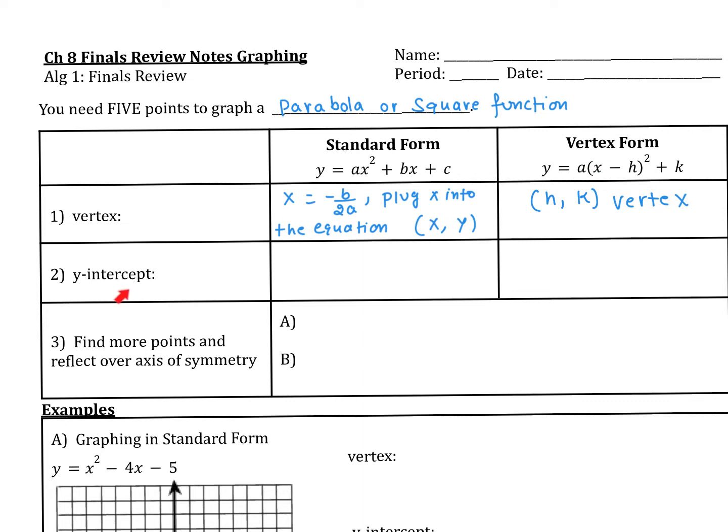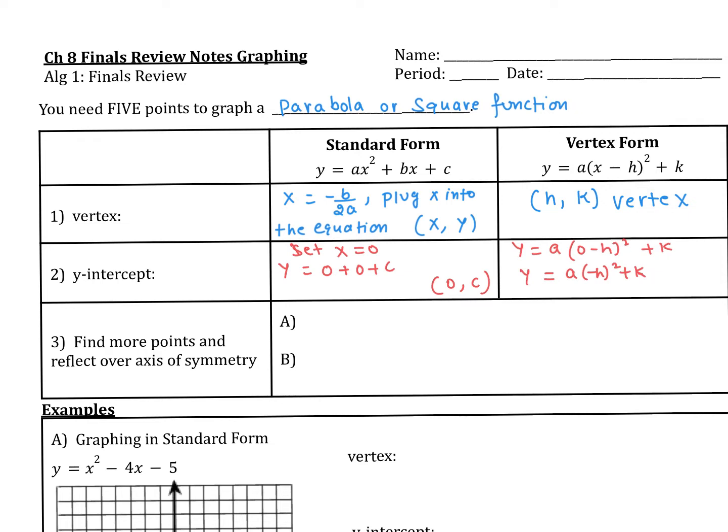For number 2, you find the y-intercept. If you want to find the y-intercept, you set x equals 0. If you set x equals 0, you have 0 plus 0 plus c. So the y-intercept is 0 comma c, or just c. Similarly, for vertex form, when you set x equals 0, the y-intercept is whatever value you get from there.